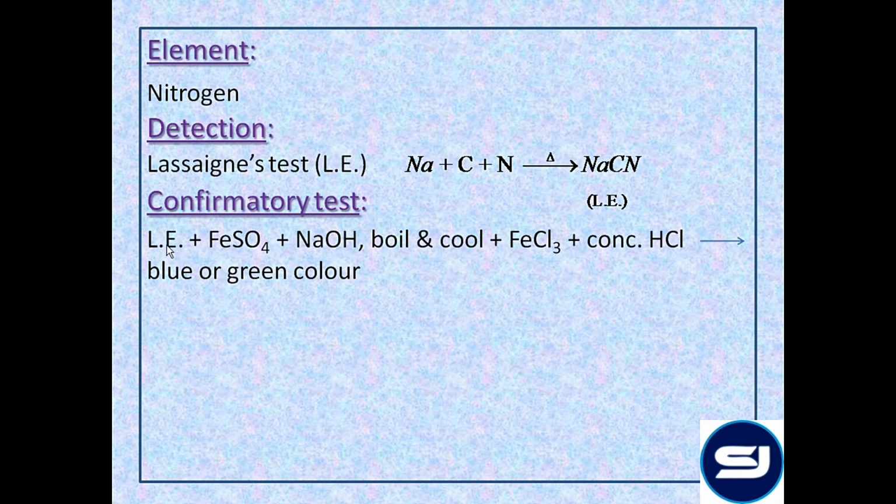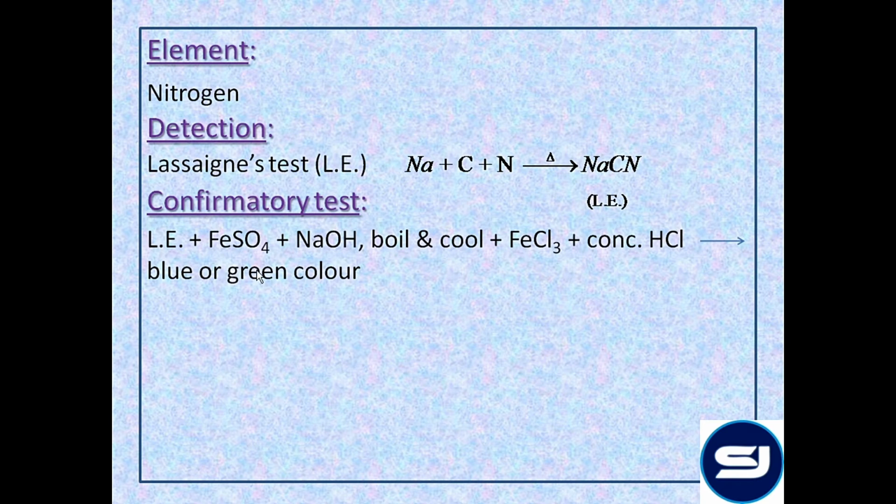Once again, the Lassaigne extract is treated with ferrous sulfate in alkaline solution. The solution is first boiled and allowed to cool. The cooled solution is then treated with ferric chloride in presence of concentrated HCl. And the blue or green color is the confirmatory test for nitrogen.